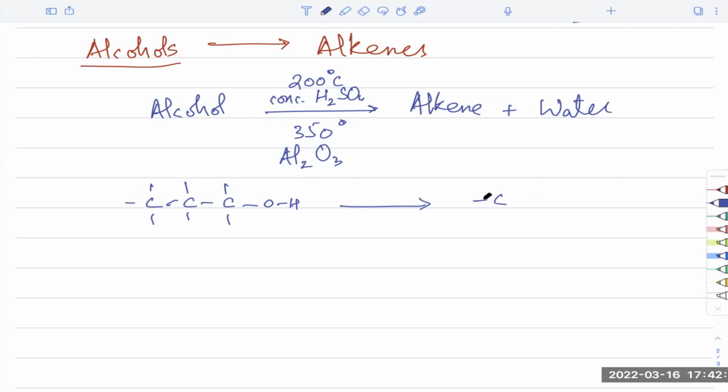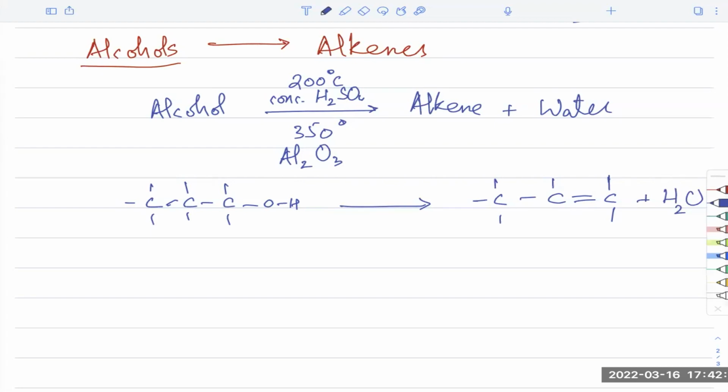So here you go. We remove this, and now you have a double bond here, and this is propene. And of course H2O is the byproduct here. Again, one of the two conditions.